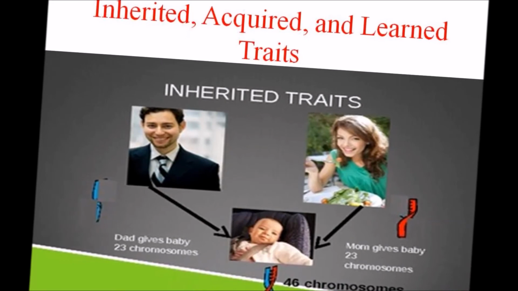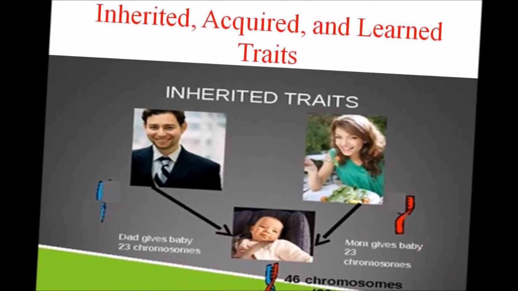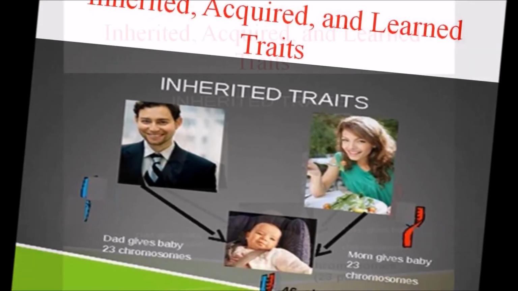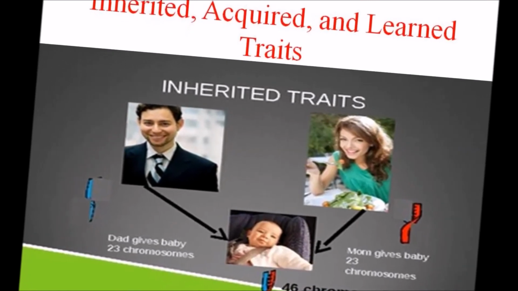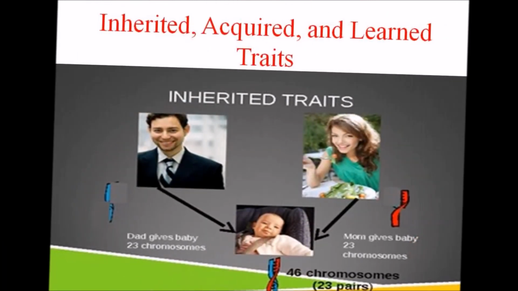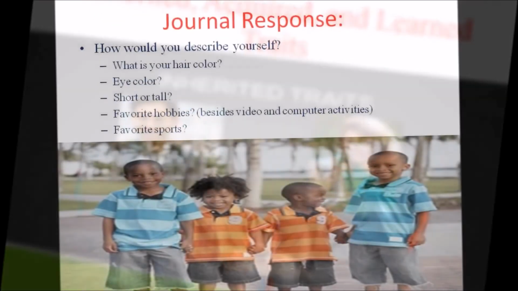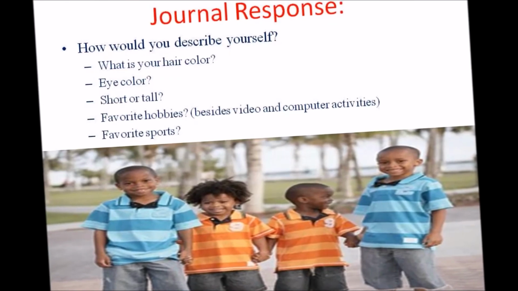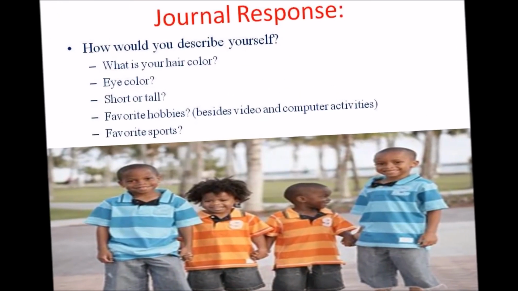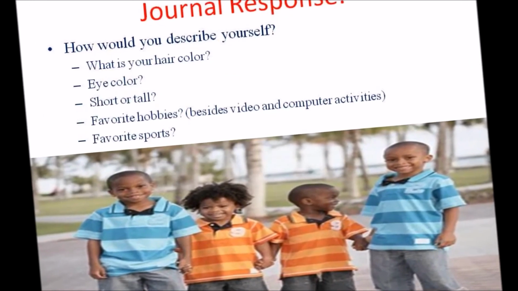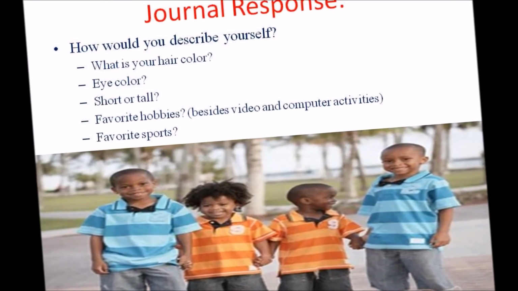Inherited, acquired and learned traits. Inherited traits: Dad gives baby 23 chromosomes and mom gives baby 23 chromosomes and the child gets 46 chromosomes, that is 23 pairs of chromosomes. Journal response. How would you describe yourself? What is your hair color, eye color, short or tall, favorite hobbies besides video and computer activities, favorite sports?